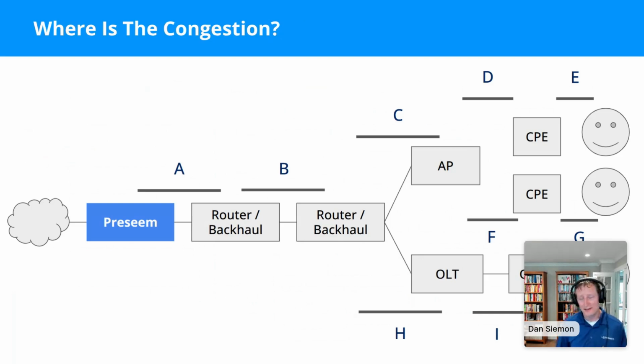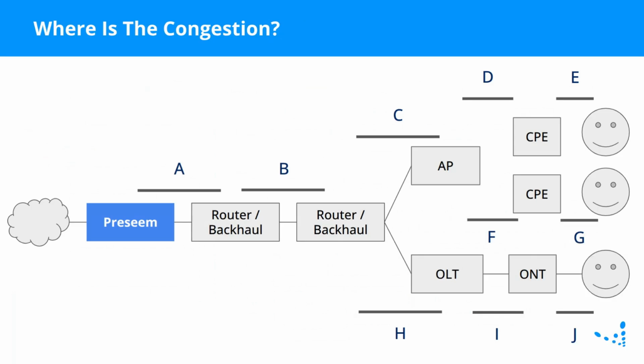So this looks a little complicated, but it's not too bad, I hope. Let me just explain what this is. Very simple network here, again, with Preseem somewhere near the core of the network, a couple of routers on a path to a site that has an access point with a couple subscribers. That's up in the top right-hand corner there, and an OLT with one subscriber. Obviously in a real network, you're going to have lots of subscribers. You're going to have many APs. This is super simplified just to fit on a slide.